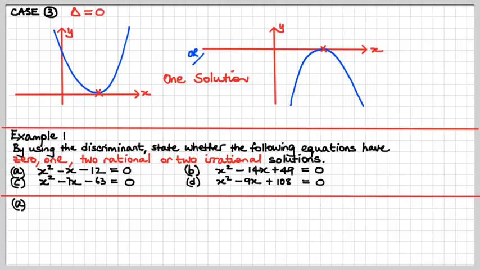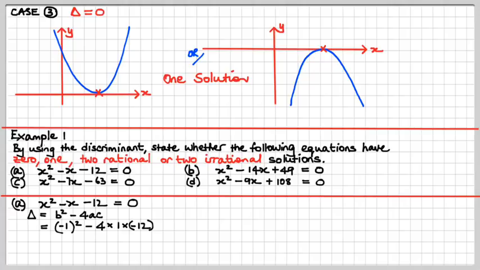Okay, now we better do some examples here and see how we go with it. Now, we've got this first one. By using the discriminant, state whether the following equations have 0, 1, or 2 rational or 2 irrational solutions. No problem. So let's do it. Now, the discriminant is b squared minus 4ac, in case you forgot. The b would be minus 1, the a would be 1, that's the coefficient of the x squared term, and the c would be minus 12. So it's b squared minus 4ac.